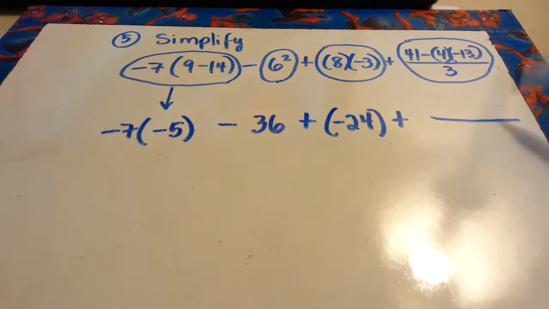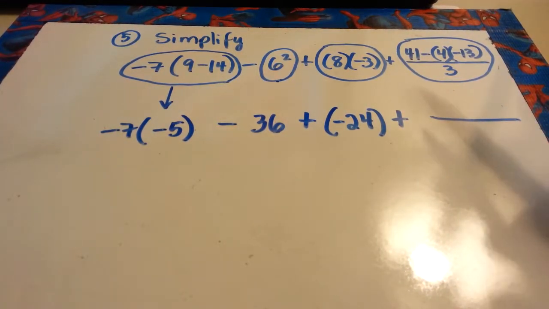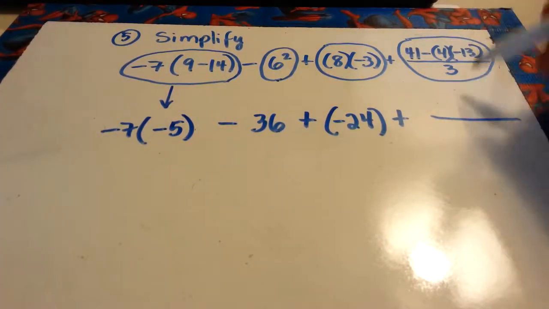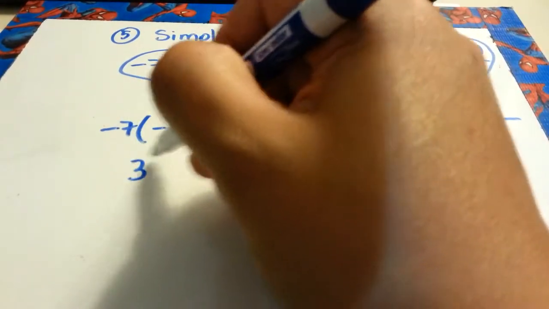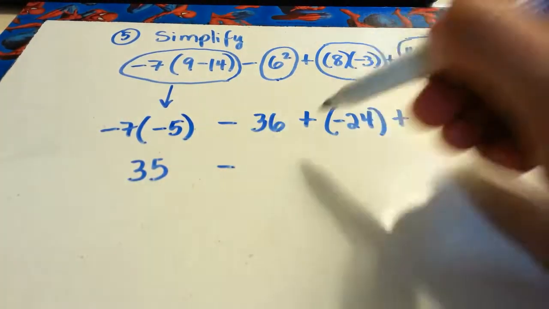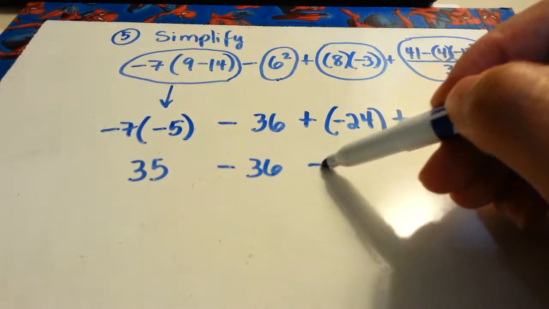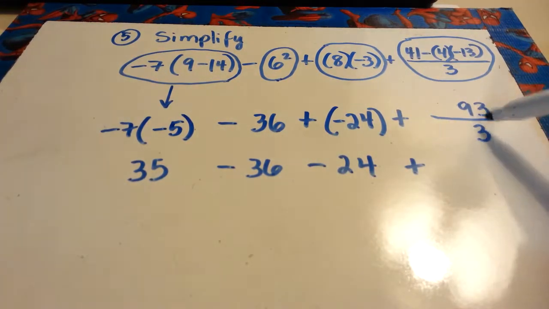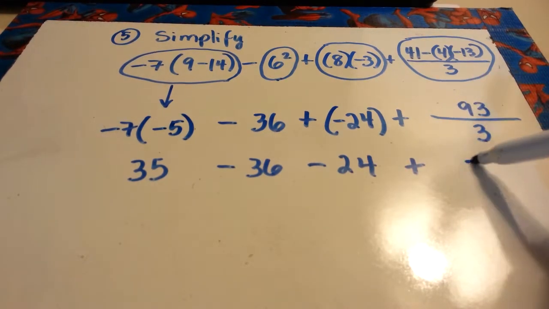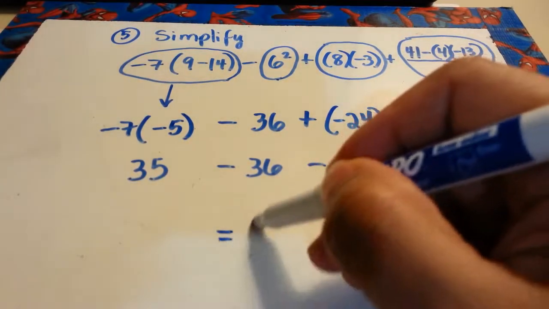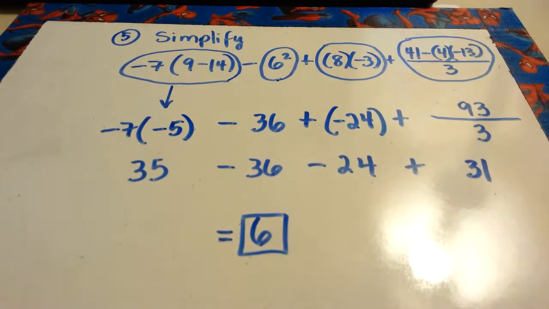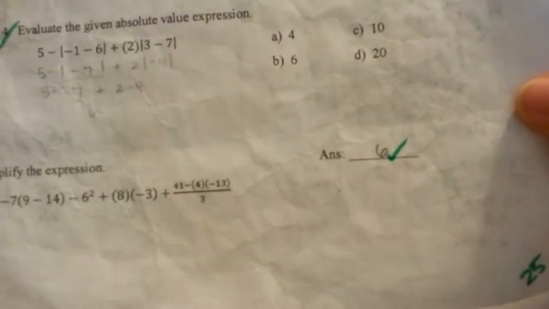Plus, well, what is this? This is 41 minus 4 times negative 13. If you work out the numerator, you get a 93, and we have a 3 on the bottom. So then negative 7 times negative 5 is a positive 35, minus a 36, minus a 24, plus 93 divided by 3 is 31. And when you tally everything up, you get a 6. And that is the answer on the test.